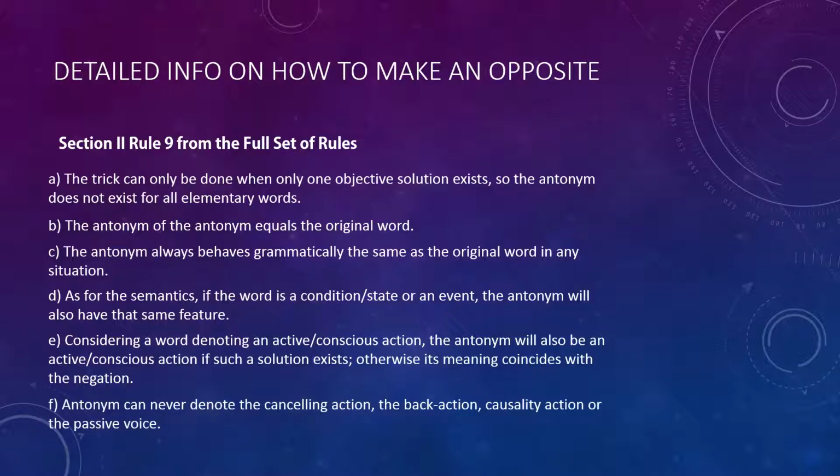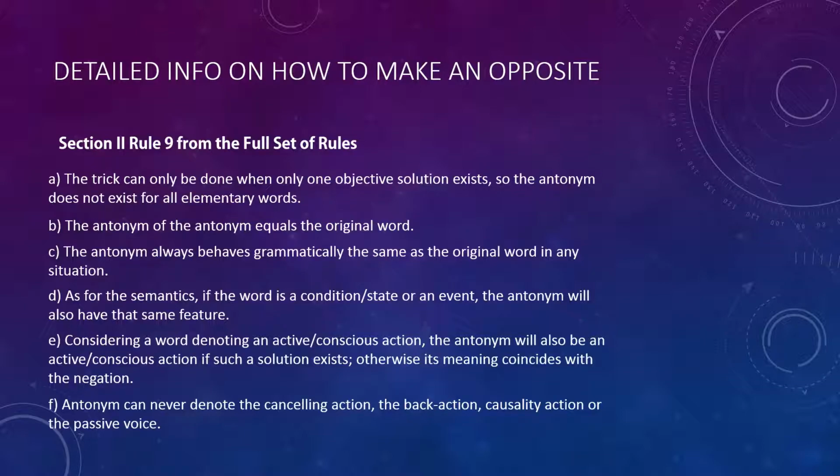Okay, and finally, F. Antonym can never denote the canceling action, the back action, causality action, or the passive voice. So, what's the canceling action? For example, imagine you write something, and then you ask people, what's the opposite of write? And many people would answer, well, erase. According to this rule, erase doesn't work, because erase is the canceling action of write. So the opposite of write cannot be erase according to this rule.